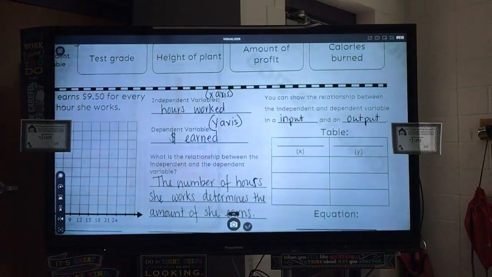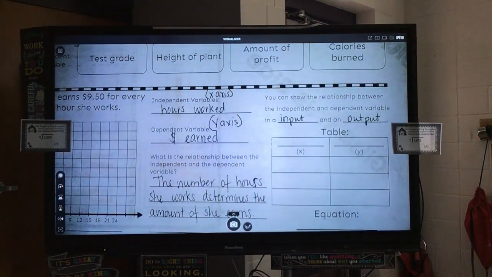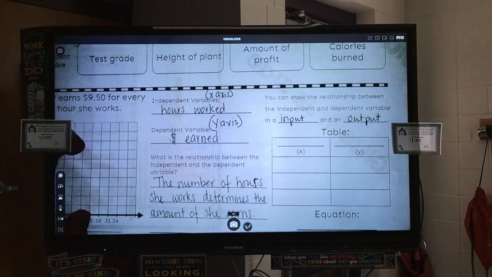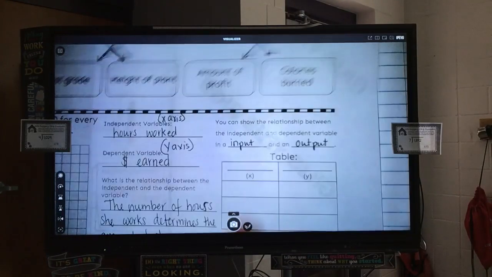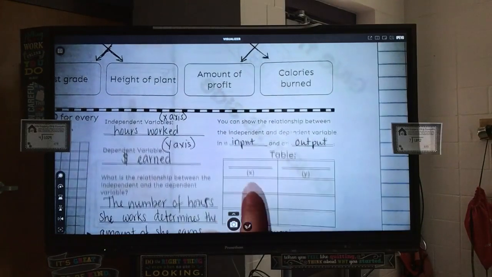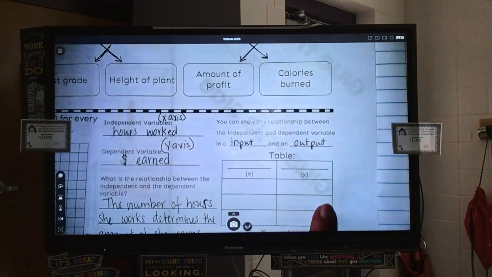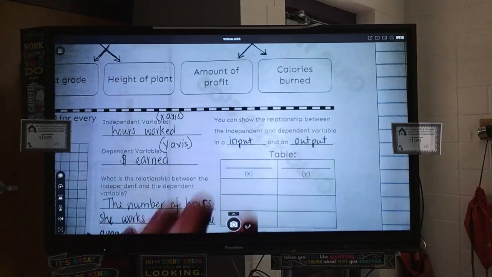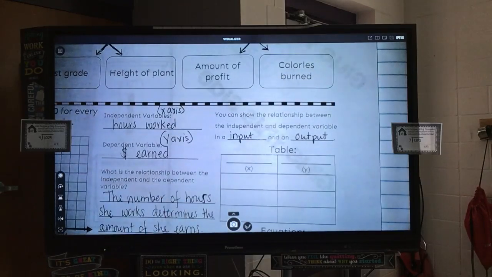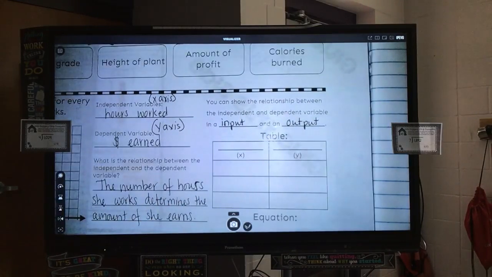Alright. So we have to know how many hours she works. So can we jump over to our graph yet, or do we need to do our table first? You have to do the table first because look, X and Y. This is technically your X coordinate, this is technically your Y coordinate. Alright, so what does the X represent? If you had to use one word to represent your X axis, what's that one word? Hours.